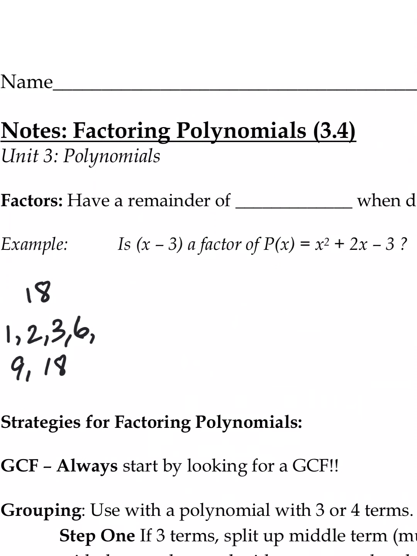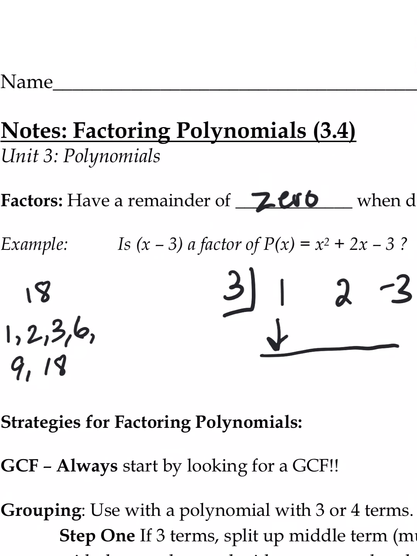So when we deal with polynomials, we are going to do the same thing. We are looking for factors by checking to see if when we divide, there is a 0 remainder. So we can use synthetic division here. We're going to put the 3 in our synthetic division box, 1, 2, and -3.